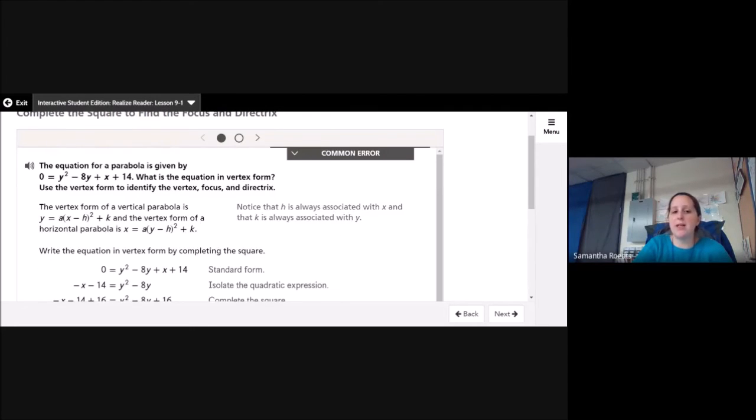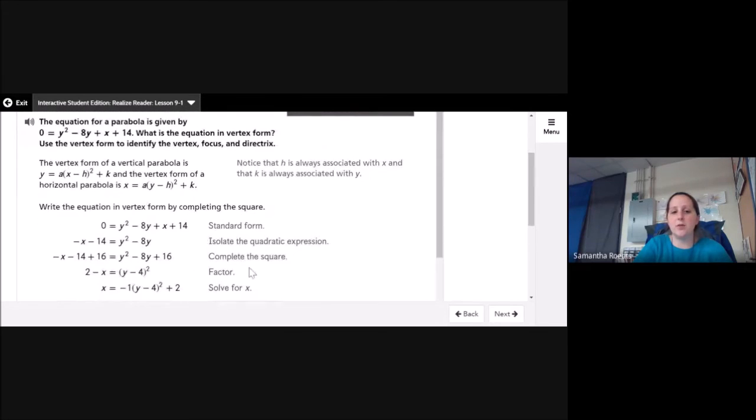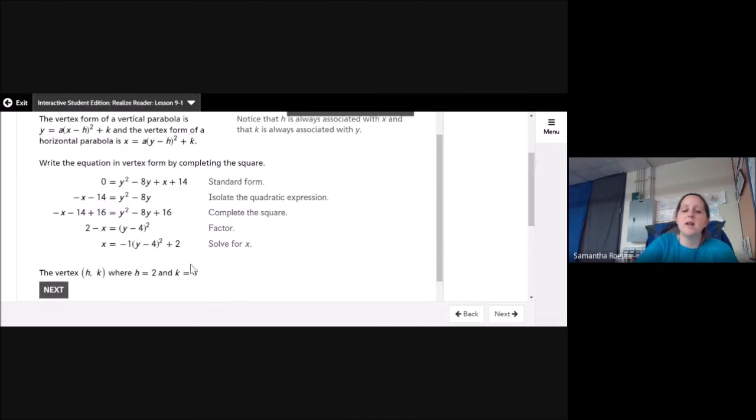So 0 equals y squared minus 8y plus x plus 14 is in standard form. I isolate the quadratic expression: negative x minus 14 equals y squared minus 8y. I complete the square, so negative x minus 14 plus 16 equals y squared minus 8y plus 16, which gives me a factor of (y minus 4) squared, and then 2 minus x. So x equals negative 1 times (y minus 4) squared plus 2. I just made sure x was positive. I solved for x. So the vertex is (h, k), where h equals 2 and k equals 4.